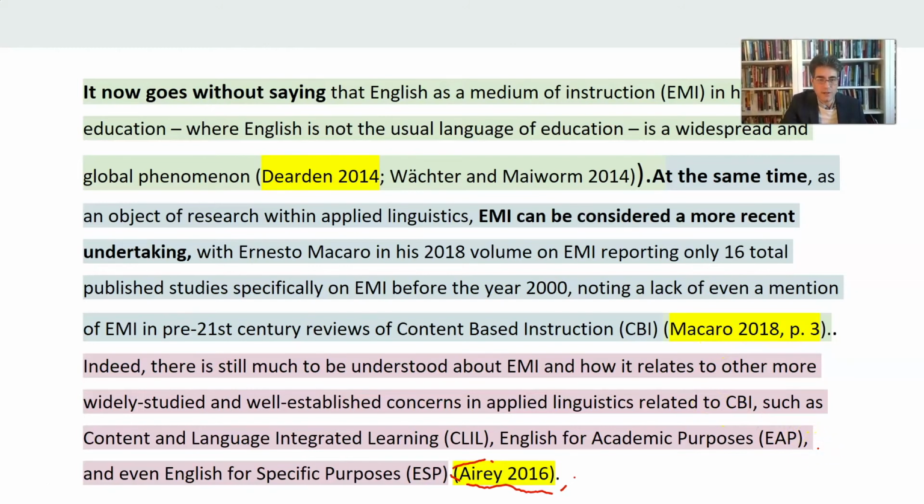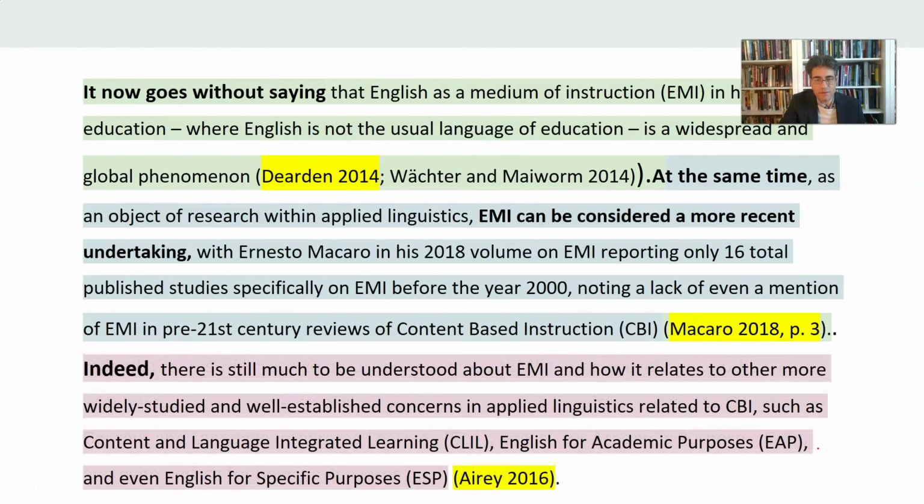it changed to, indeed, there is still much to be understood about EMI and how it relates to other more widely studied and well-established concerns in applied linguistics related to CBI, such as content and language integrated learning, CLIL, English for academic purposes, EAP, and even English for specific purposes, ESP. And once again, just by adding one little word there, I've added better coherence and cohesion, because with that little word indeed, it signals to the reader that I'm expanding on this idea. I'm elaborating on the previous statement.